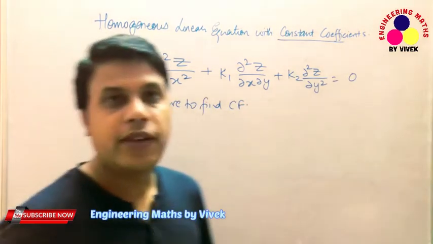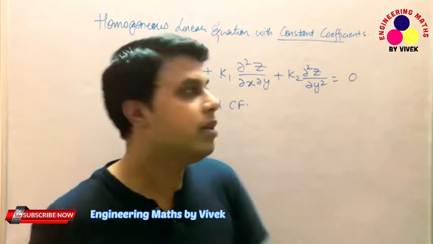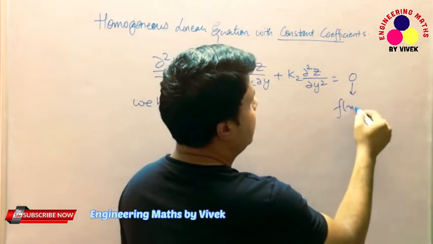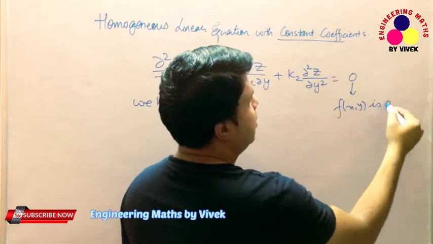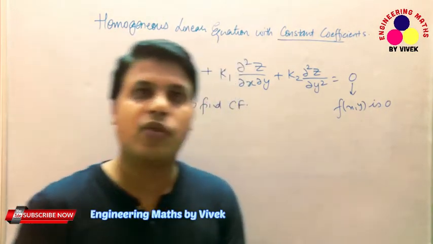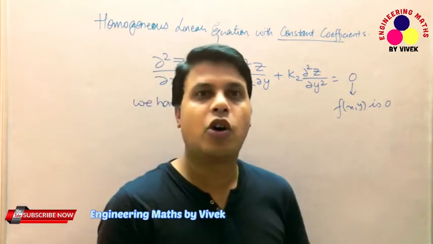So we have to find the CF. Why? Because I told you that this equation equals to 0 means there is no function f(x, y). So whenever f(x, y) equals 0, we have to find the CF only. Hope it is clear. Now as I told you, we are going to replace it by the operator.